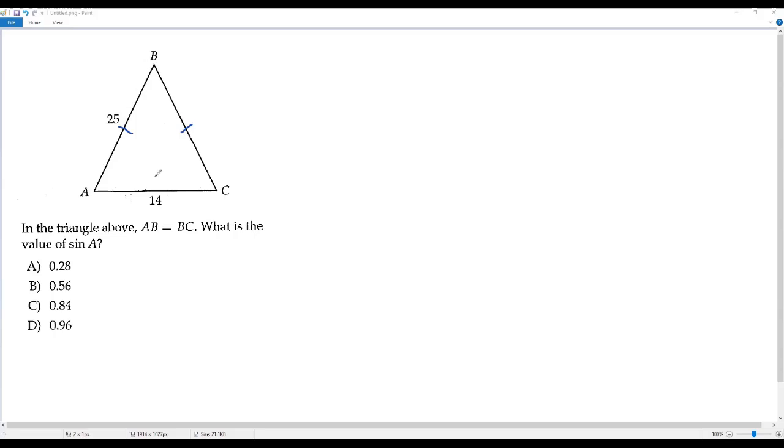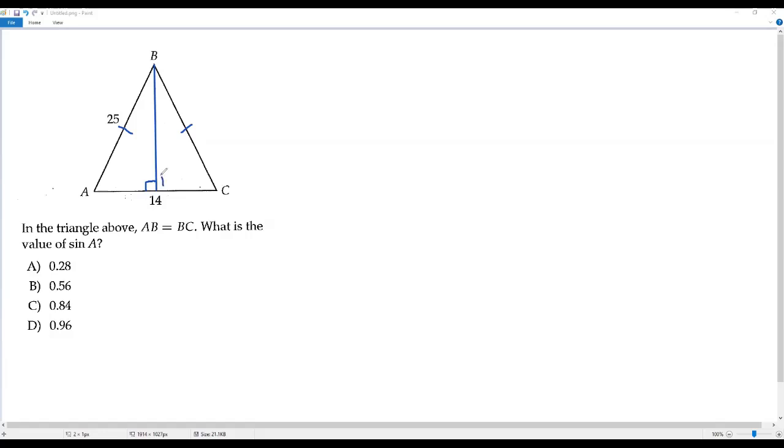Since two sides have the same length, it is an isosceles triangle. Now in this isosceles triangle, I'm going to draw an altitude from the vertex B to the opposite side AC. Whenever we draw an altitude, it will be perpendicular to the side to which it has been drawn.